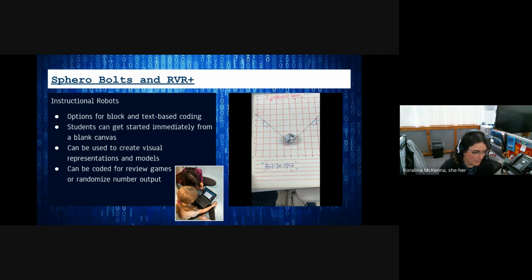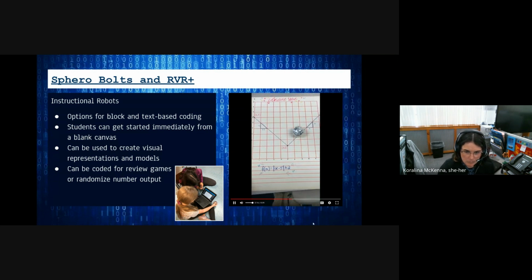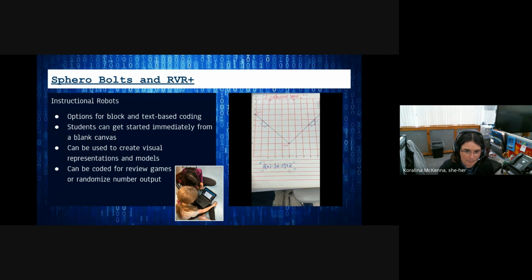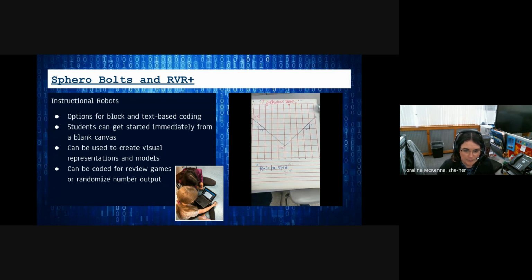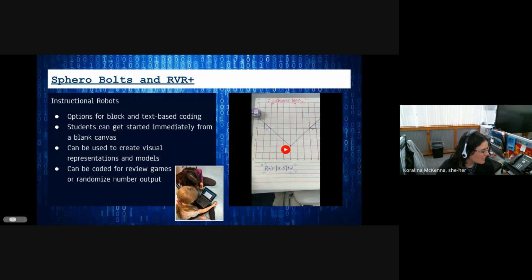I am at the vertex of 5,2. This is the absolute value function with a slope of 1. It is shifted up 2 and right 5. So that is just a small example of an extension activity they were doing.